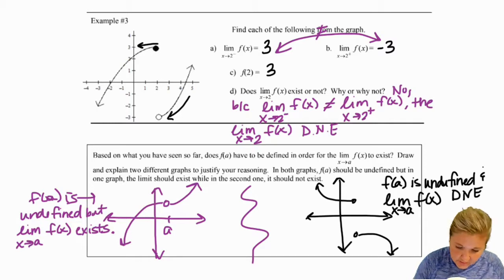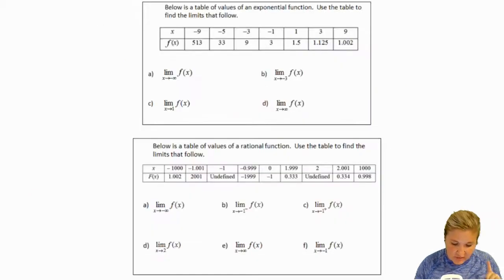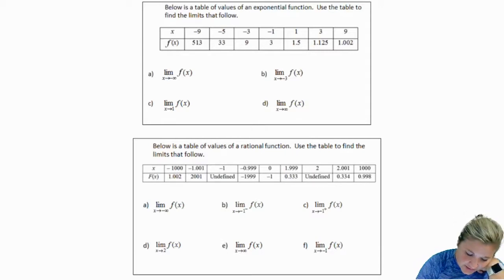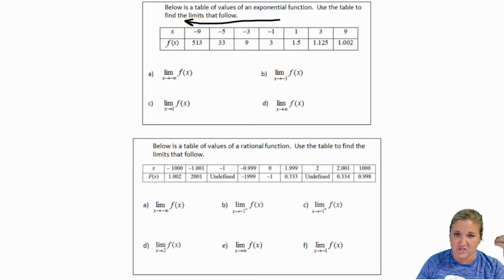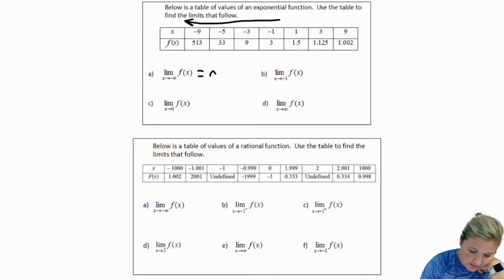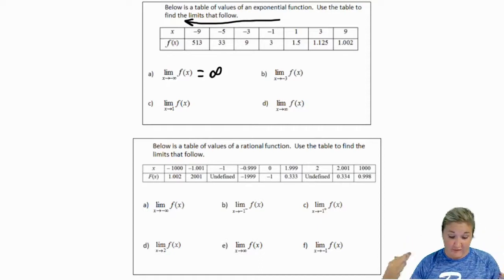All right, so now let's look at some tables. Okay, so we're just going to kind of evaluate these tables and look at the limits here. So as the limit as x approaches negative infinity, so as these numbers get larger and larger and larger, it looks like it's not really approaching any number. So it looks like this is going to keep getting bigger and bigger and bigger, especially once you see those big jumps like that, from 3 to 9, 9 to 33, and then 33 to 513. That's a big jump for a small change in x.